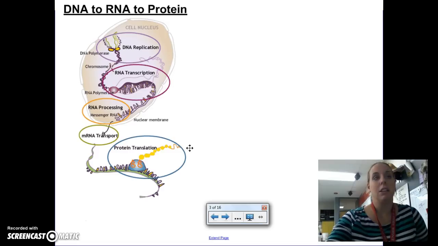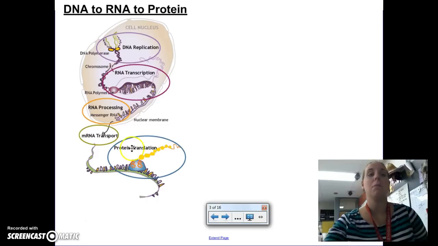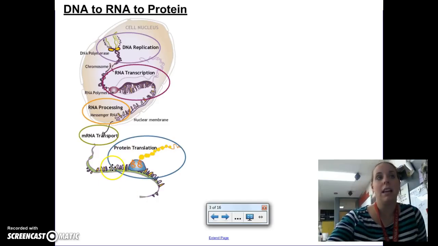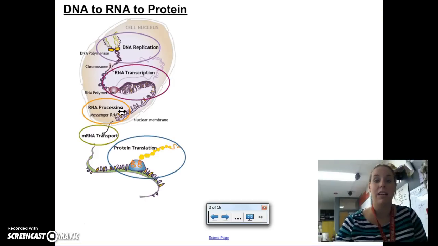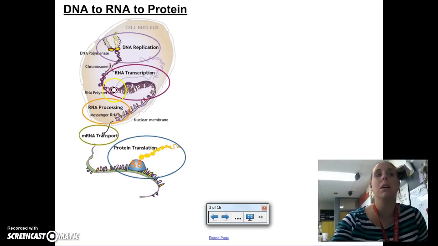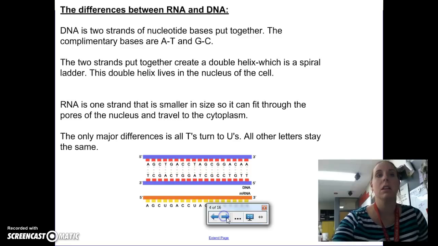A couple things that you need to remember when we're talking about this. Remember that the only difference between DNA and RNA is that the letter T becomes a U when it's in RNA, and also RNA is only 1/2 of DNA. It's only 1/2. It has to be small in size so it can get out of these pores.